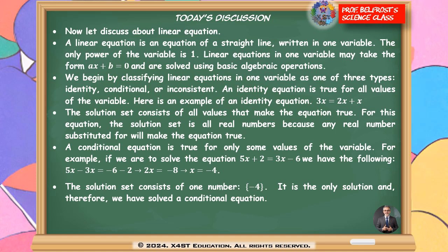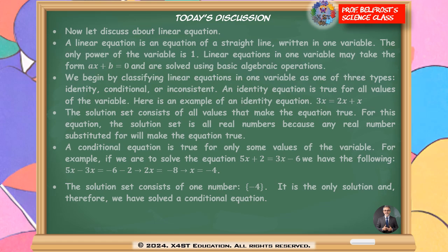While a conditional equation is true for only some values of the variable. For example, we have 3x plus 2 equals 3x minus 1. After solving it, we know that the only x that will work for this equation is -4. So the solution set consists of only one number, which is -4. This is the only solution, and that's how we have solved the conditional equation.